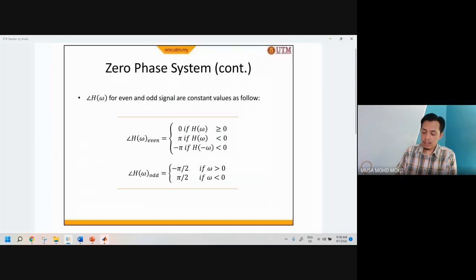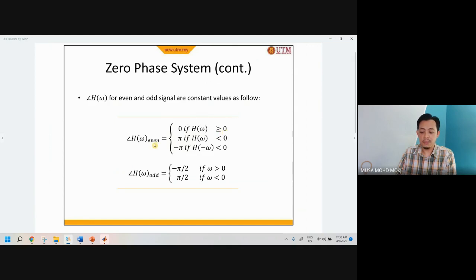And this is actually already fixed. So this is actually the phase. The phase for even and odd signal are constant value as follows. So this is a constant value. So whatever it is, you should have this one. If you have a zero phase system, this is your phase. It's already fixed, right? So it will be 0 if your H omega is greater than 0.